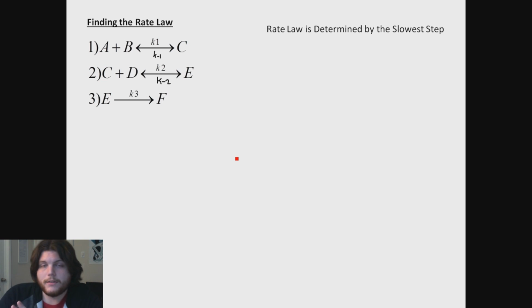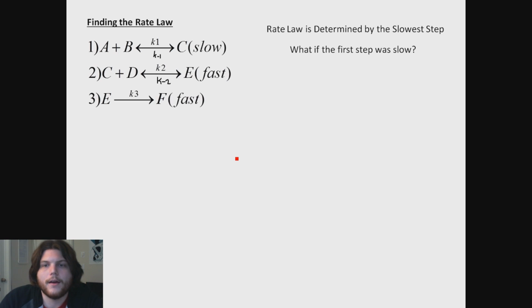Now, you won't necessarily know what the slowest step is off the top of your head. You won't look at this and be like, well, obviously number 2 is the slowest step. You'll have to be told that. So here you can say, what if the first step is slow? What if A plus B forming C is the slow step? That means that this step would be our rate determining step.